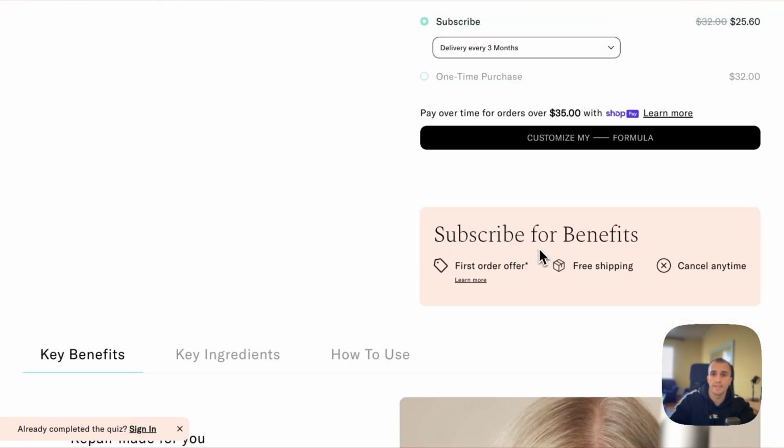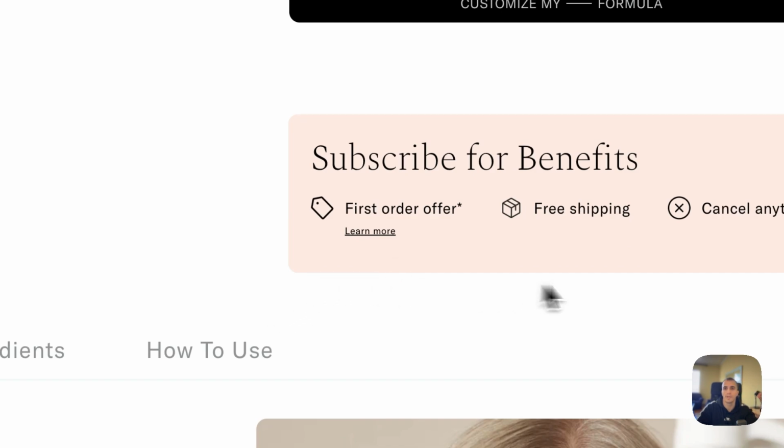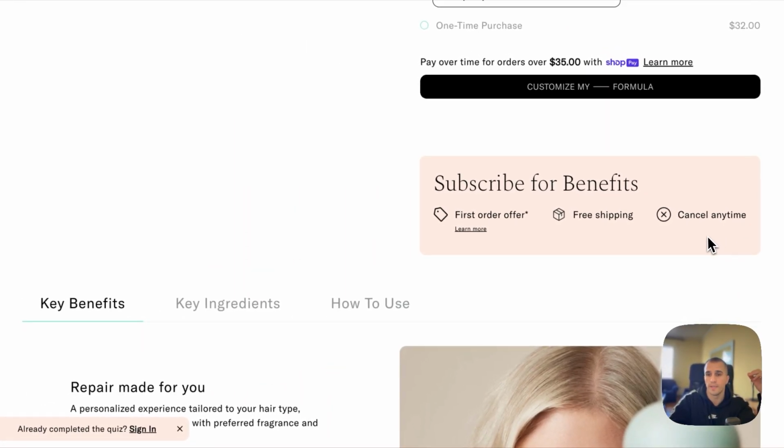So you can see that's why they have this section here, subscribe for benefits, and then you have what benefits you have. First order offer, which is this one, you get the discount here, you get the free shipping with the first order if you subscribe, which is also huge, and you can cancel anytime. This is also very important to have here because there are a lot of objections, like will I be able to cancel it and stuff like that. Obviously they will be able, but you still need to state that on the product page so that they know that they can unsubscribe anytime so that they get the benefit of buying your product with this subscription option.